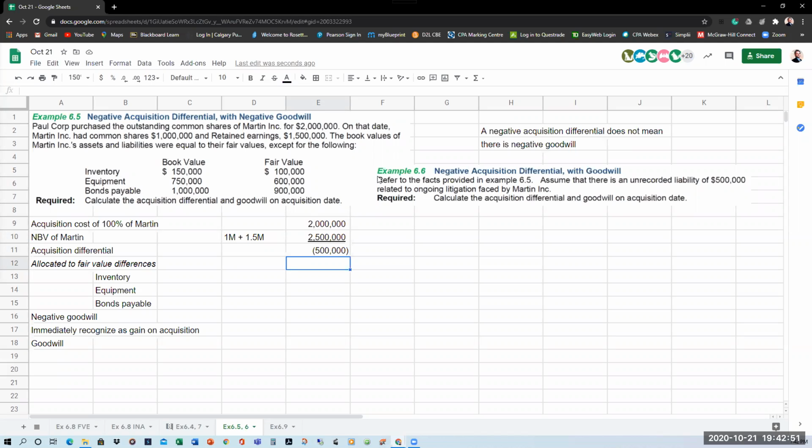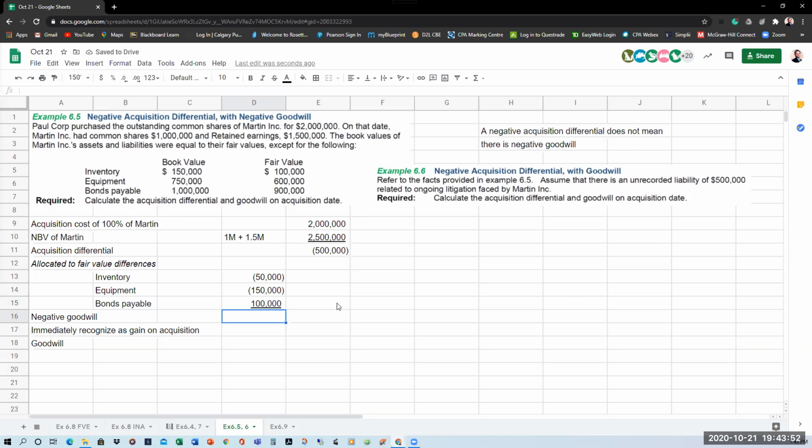If you come across negative acquisition differential, please do not interpret that to mean there is negative goodwill right away. You should still allocate the acquisition differential to fair value differences. The book values of Martin Inc.'s assets and liabilities were equal to their fair values, except for inventory, equipment, and bonds payable. The inventory had a book value more than the fair value. Overstated inventory is an overstated asset, and overstated assets result in negative fair value differences. Equipment was also overstated by 150,000. Bonds payable, a liability, was also overstated. In the case of liabilities, remember, the difference is actually a positive.